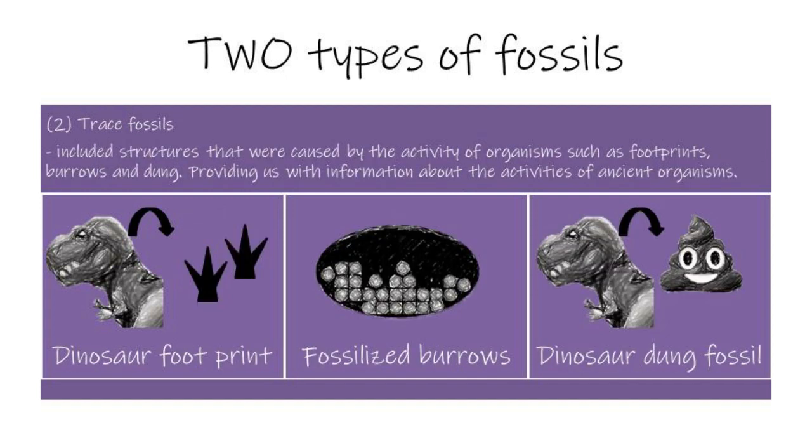The second one is called trace fossils, which include structures that were caused by the activity of organisms such as footprints, burrows, and dung, providing us with information about the activities of ancient organisms. Examples are dinosaur footprints, fossilized burrows, dinosaur dung fossil.